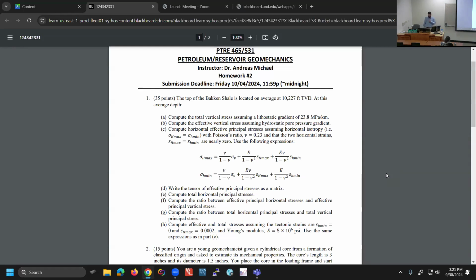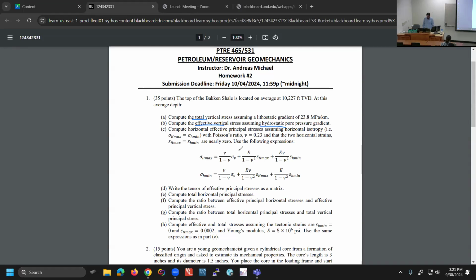Part B, compute the effective vertical stress, assuming hydrostatic pore pressure gradient. You have two keywords here: effective and hydrostatic. Some people got caught in the first homework. Caught, like trapped.